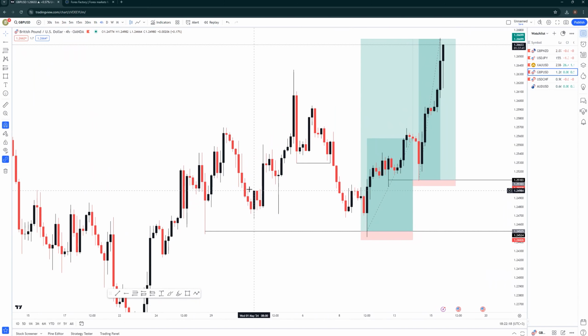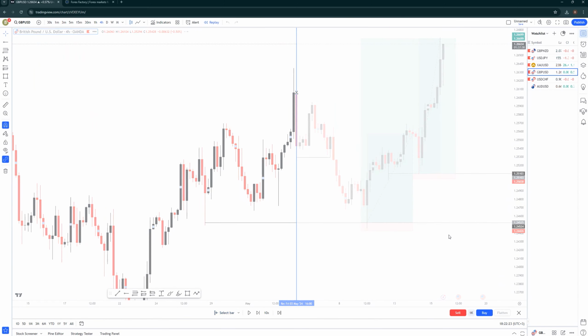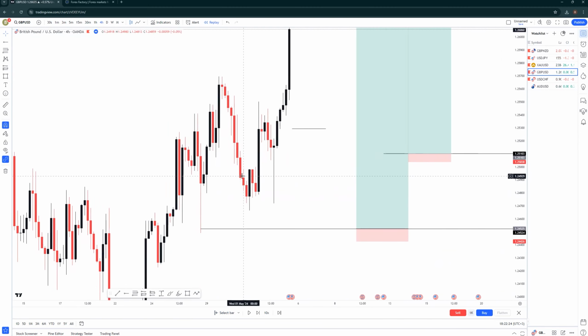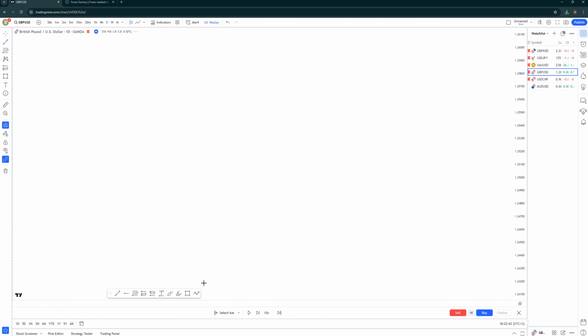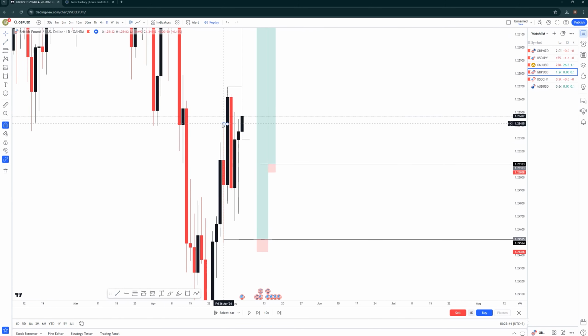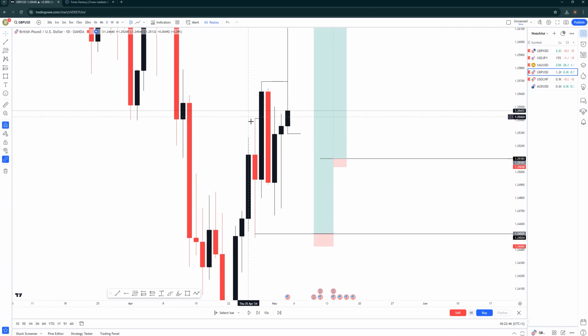They focused on the 4 hours break of market structure. The 4 hours break of market structure that I was talking about is this one. This was the break of market structure in the 4 hours time frame. But you have to know that this one was also a break of market structure, the daily break of market structure. You can see this was the daily break of market structure.